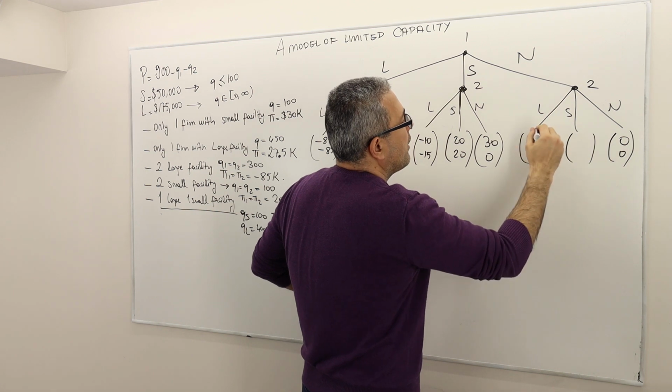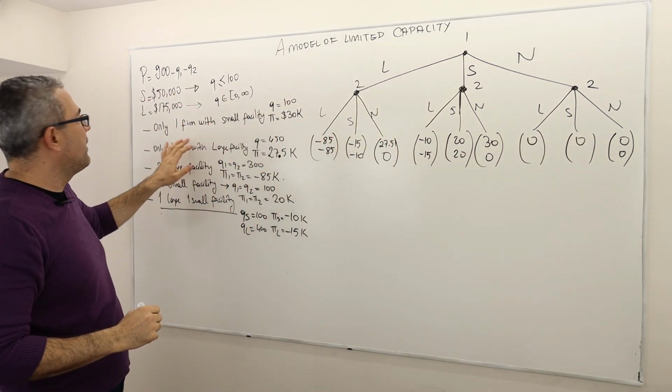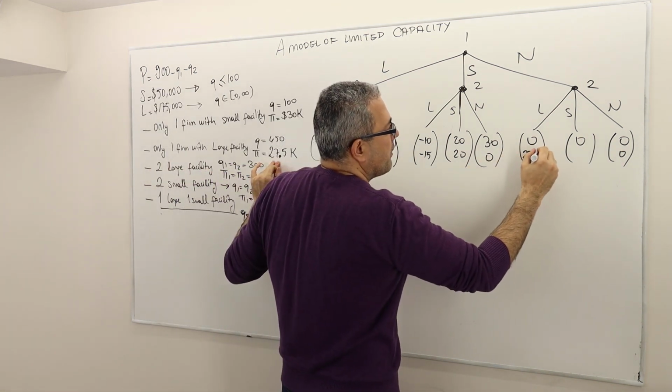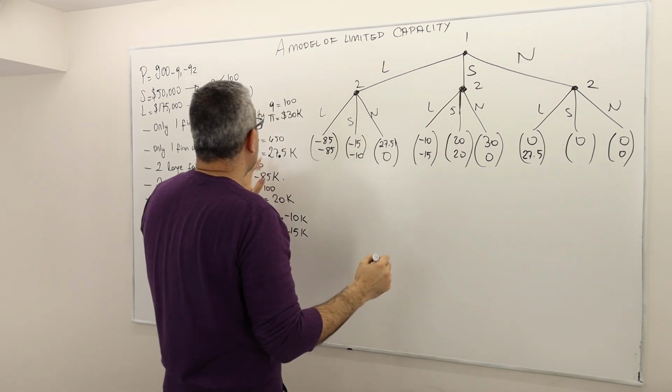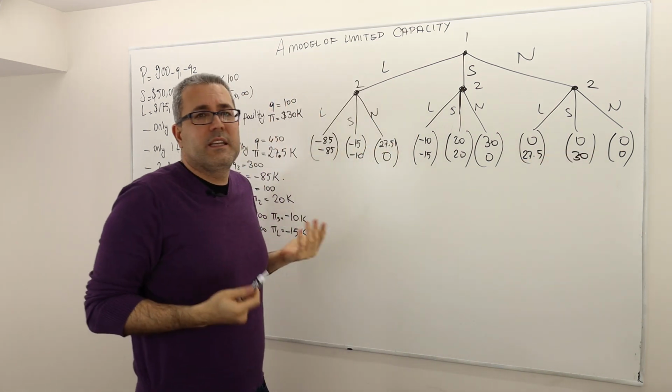And in all of those, the first firm has 0 profit. And then the second firm has, in the large case, 27.5, and in the small case it's going to be 30K. That's it. So this is what the game will look like.